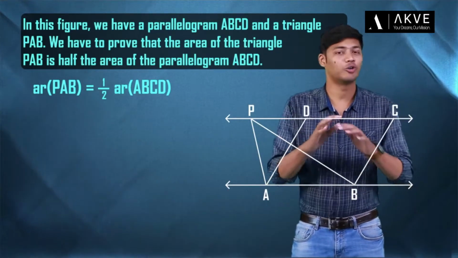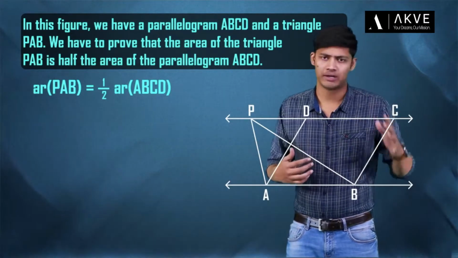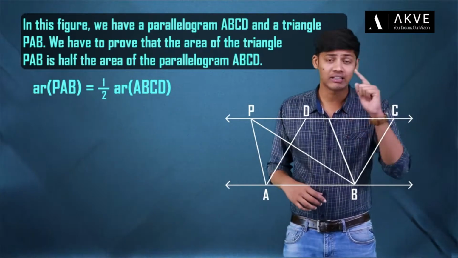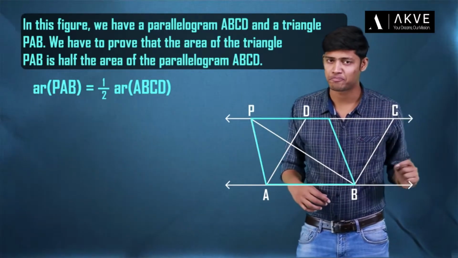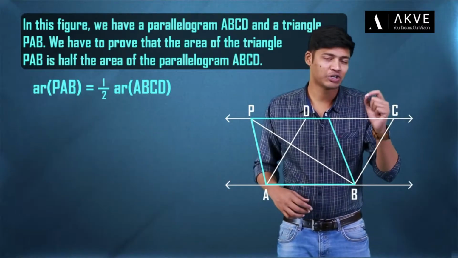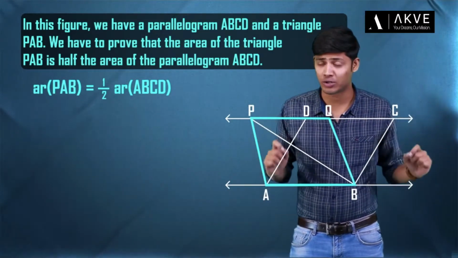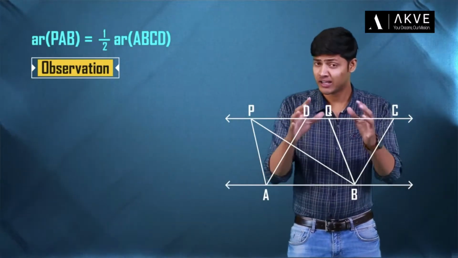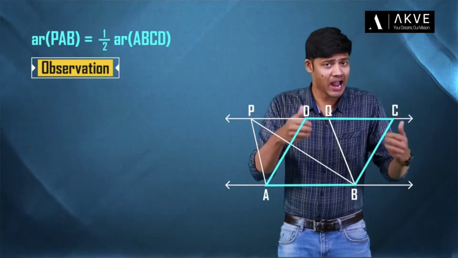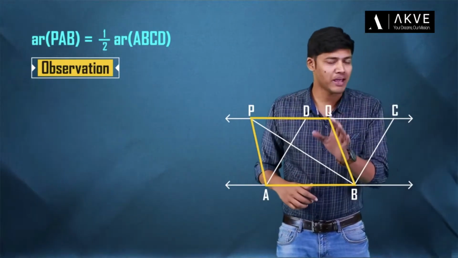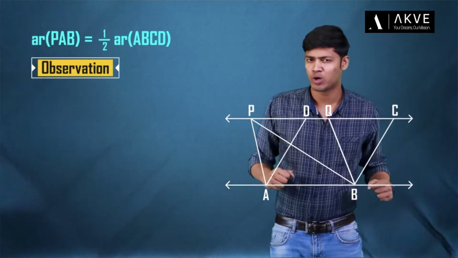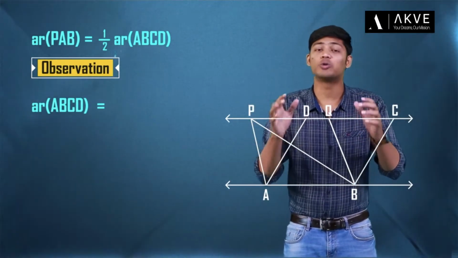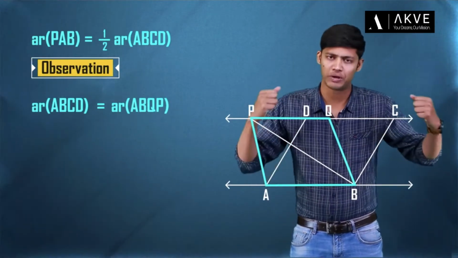Having trouble? Don't worry. I'll provide you with a small hint. Draw a line segment from point B onto CD such that the line segment is parallel to AP, and name this point Q. Now we get the parallelogram ABQP. It's time for an observation. Here the parallelograms ABCD and ABQP are on the same base and between the same two parallels, which implies that the area of the parallelogram ABCD is equal to the area of the parallelogram ABQP.